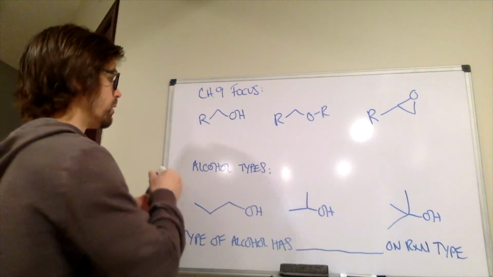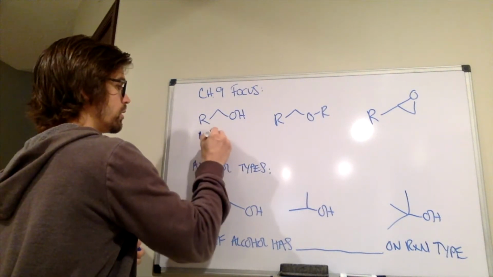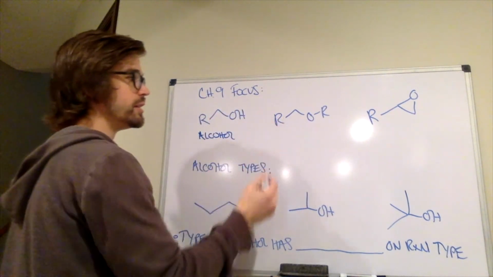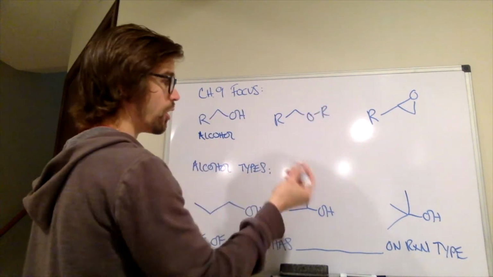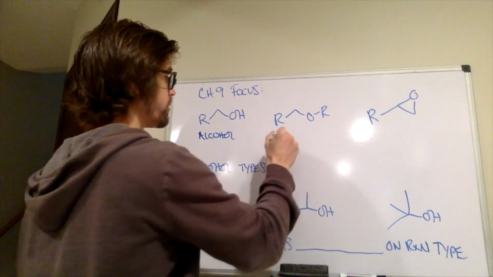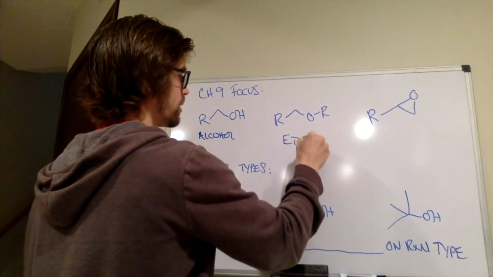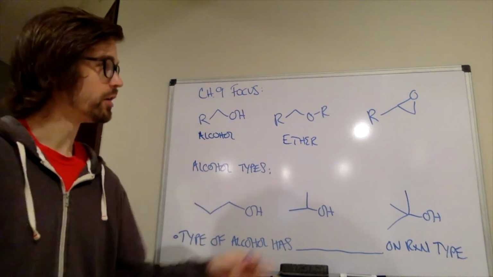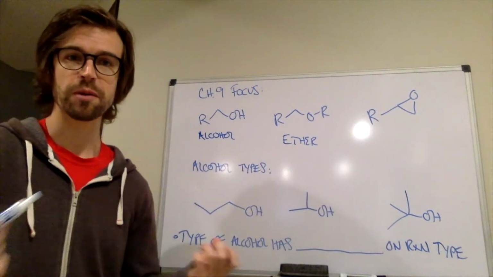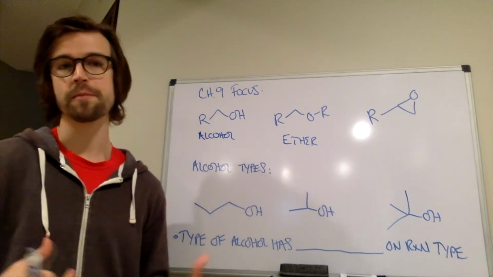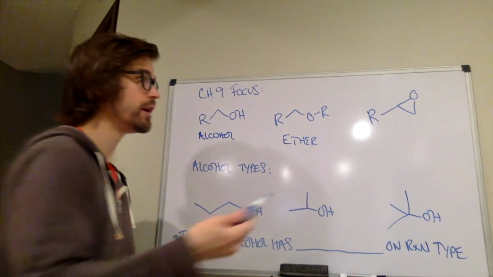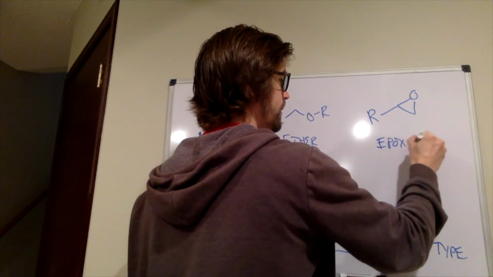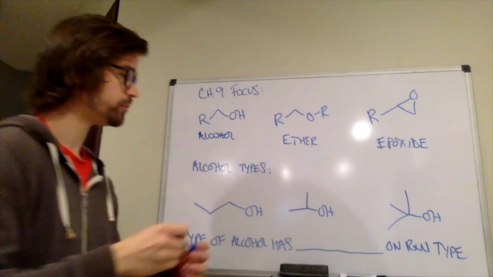But this is an alcohol. Alcohols always have carbon to OH bonds. This is an ether, and our group is a carbon, so ethers have carbons on both sides. And then this guy here, it's an ether, but it's a very special type of ether. You'll see that there's that three-membered ring. The three-membered ring has a lot of strain that impacts the reactivity of that three-membered ring. This is called an epoxide, which is just a very specific type of ether.